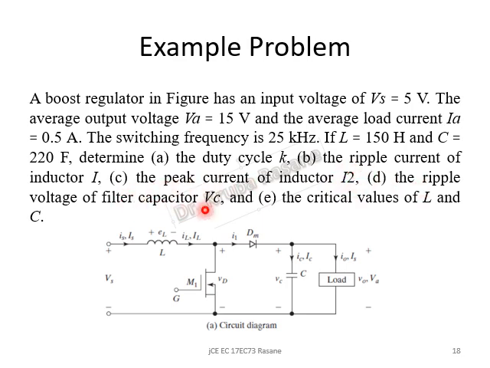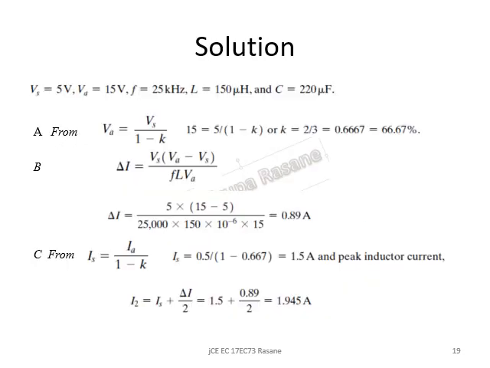The ripple voltage of the filter, delta Vc, you have to get it. That formula is available, and also the critical values of L and C. Okay, so we have to find the critical value of inductor and the critical value of capacitor to get the continuous load current. Now let us move to the solution. What are the given parameters? Vs is equal to 5 volts. The load voltage is 15, frequency is 25 kilohertz, L is given as 150 microhenry and C is 220 microfarads.